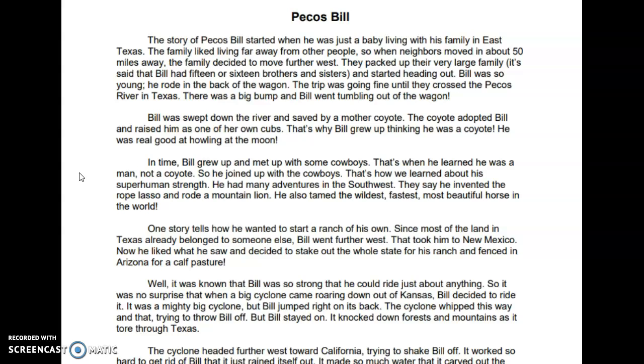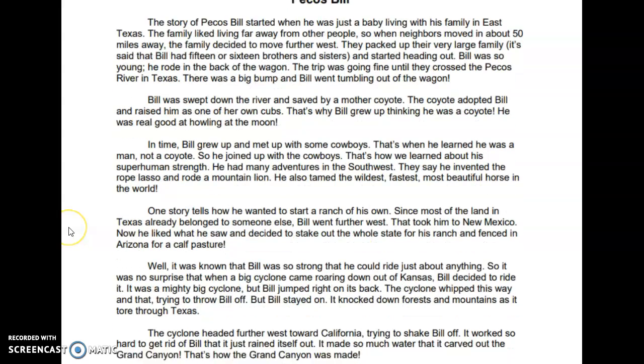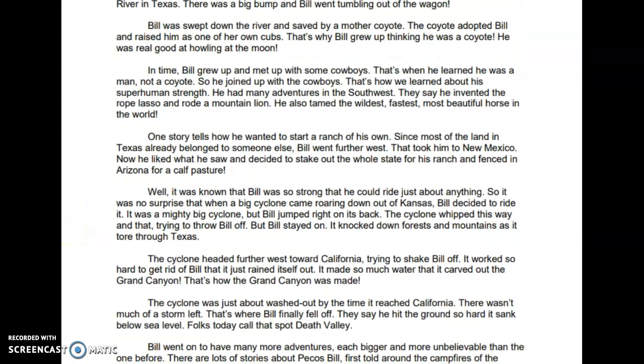He had many adventures in the Southwest. They say he invented the rope lasso and rode a mountain lion. He also tamed the wildest, fastest, and most beautiful horse in the world. Hyperbole. One story tells how he wanted to start a ranch of his own. Since most of the land in Texas already belonged to someone else, Bill went further west. That took him to New Mexico. Now he liked what he saw and decided to stake out the whole state for his ranch and fenced in Arizona for a calf pasture.